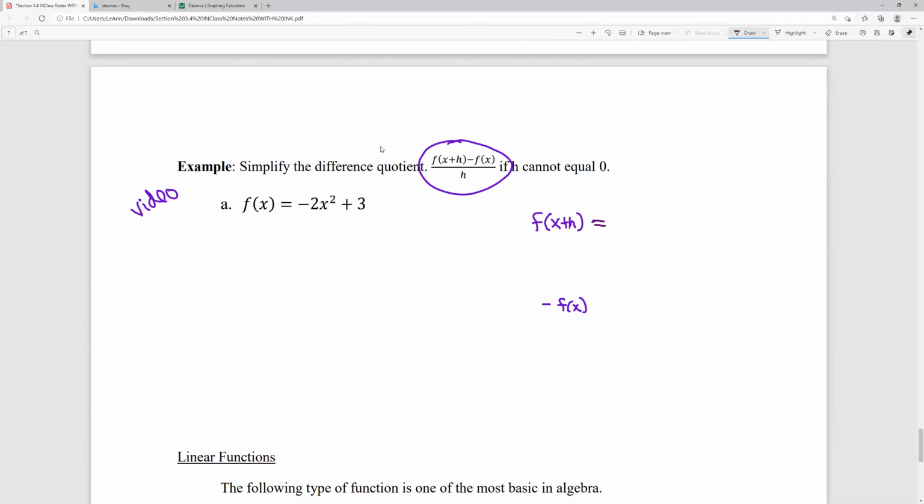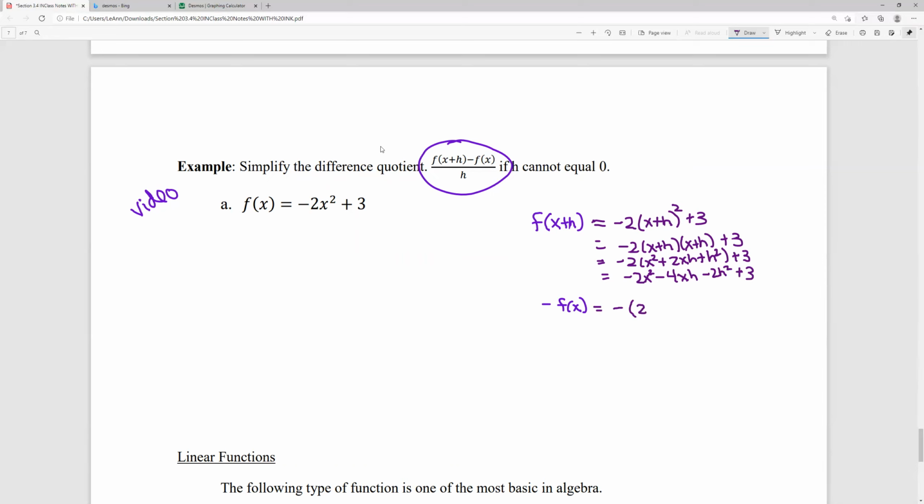So if we do f of x plus h, there's only one x in my original function. So I'm going to plug that in as a binomial being squared now. We'll have to write that twice and work it out. So that's negative 2 times x squared plus 2xh plus h squared, plus 3. Distribute that negative 2 just to the parentheses part. Minus 2h squared plus 3. Okay, so there's the answer for that part.